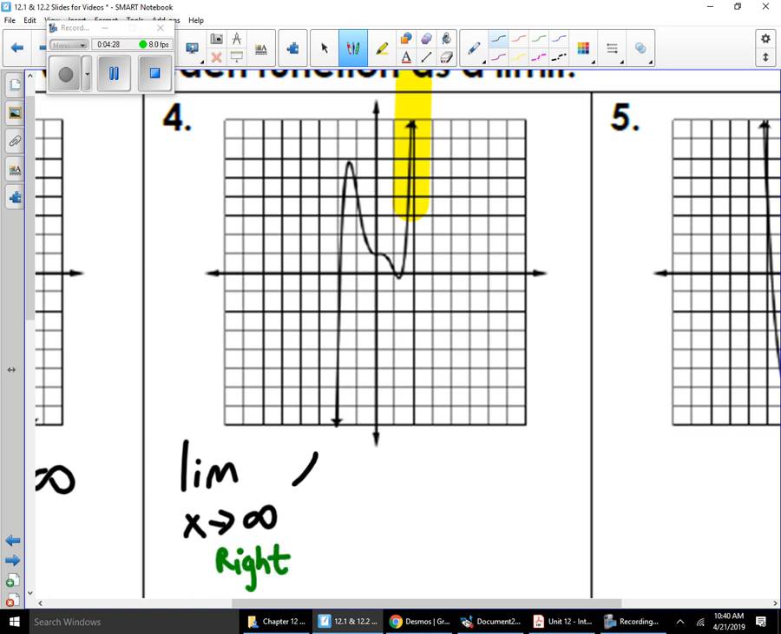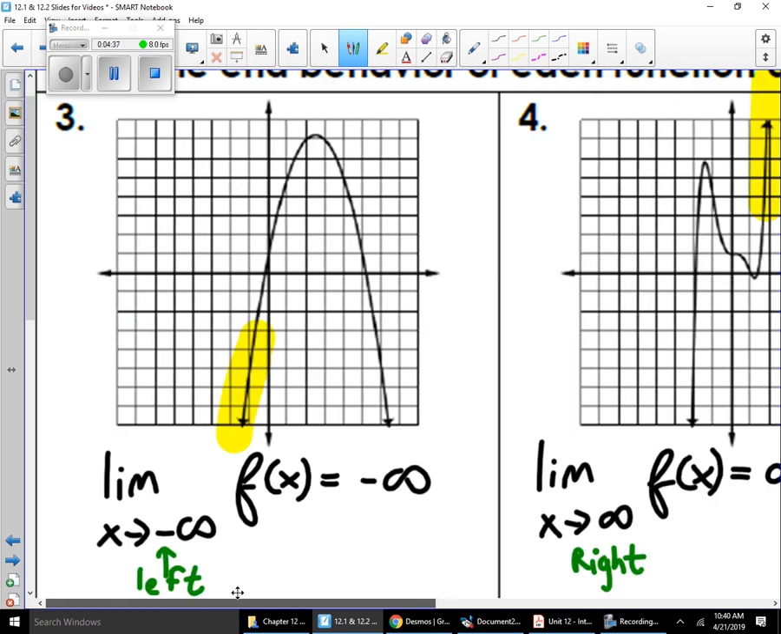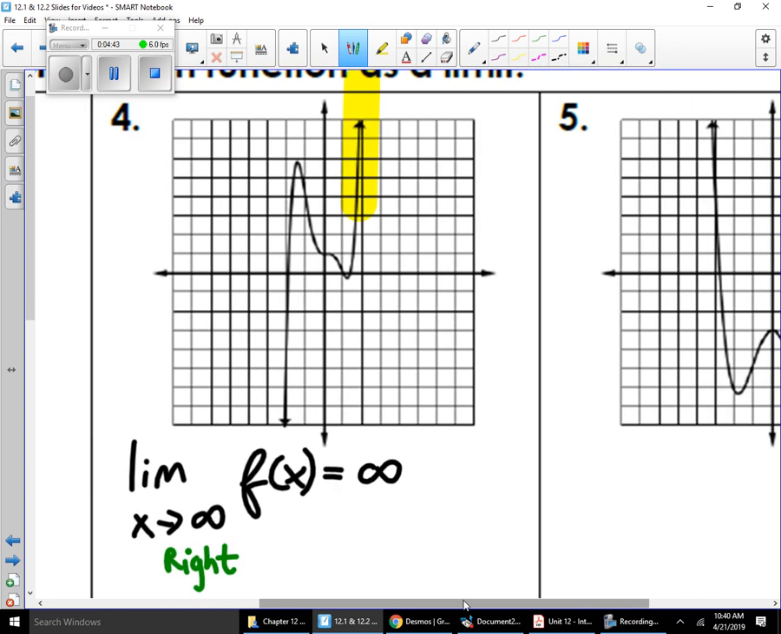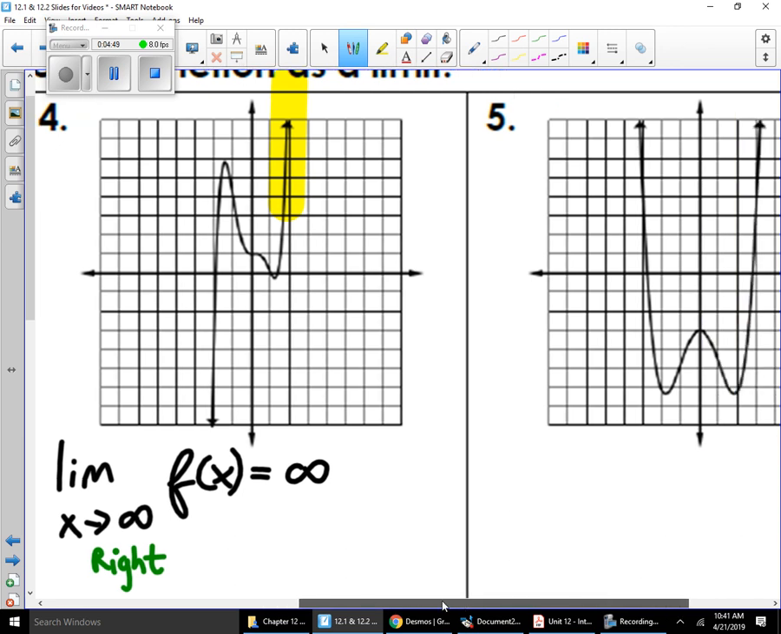So what's happening to our function as x goes to positive infinity? Well, our function is also heading towards positive infinity. So again, contrasting that with example 3, on the left, this function went down. For number 4, on the right, this function's going up. So we did a left, and then we did a right. Now let's do a left.